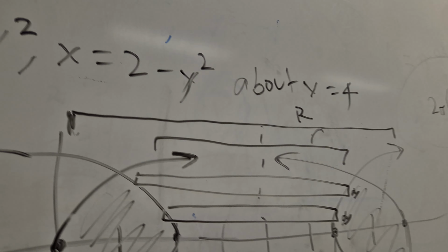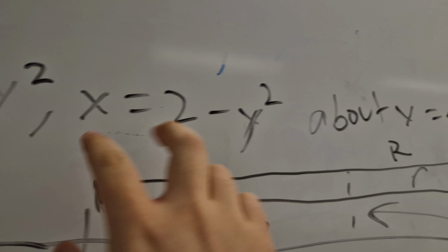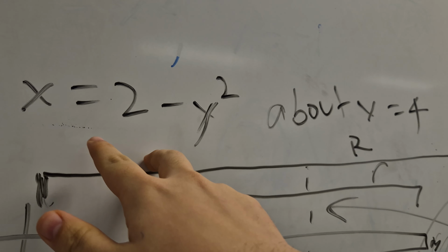So this is in terms of x. This is one of those questions, right? So x equals y squared. We know what that looks like. And then x equals 2 minus y squared.